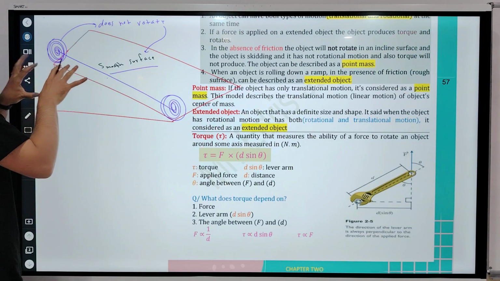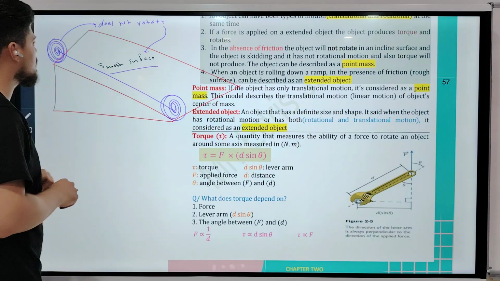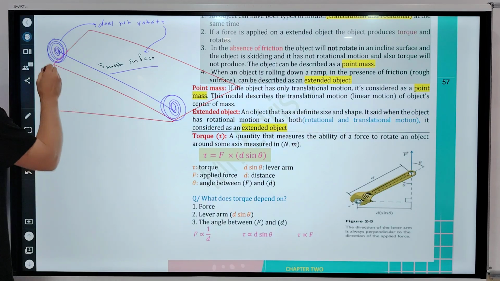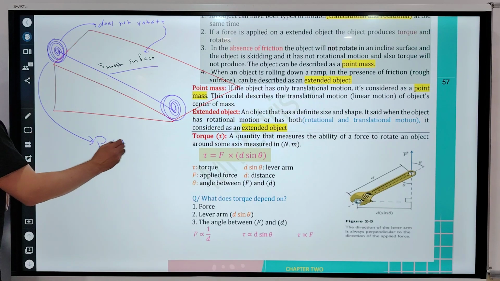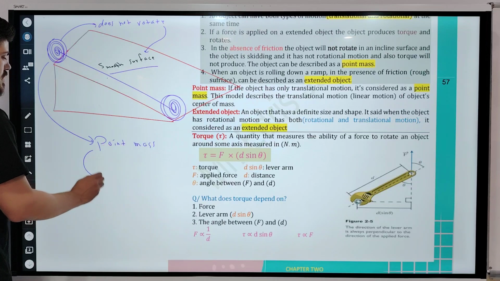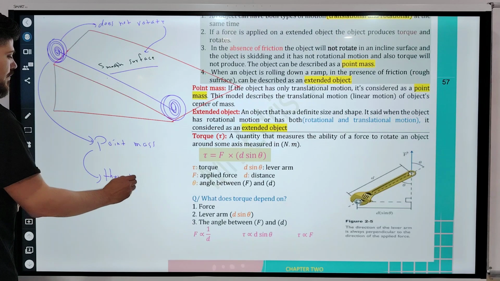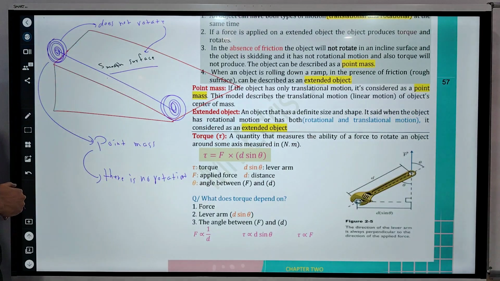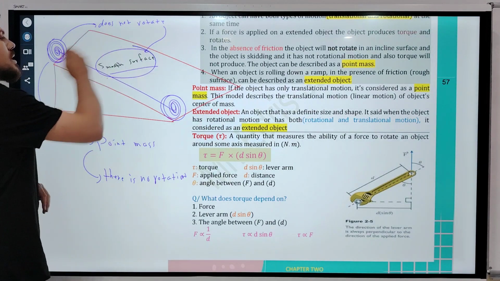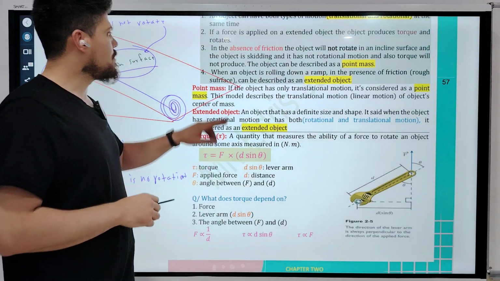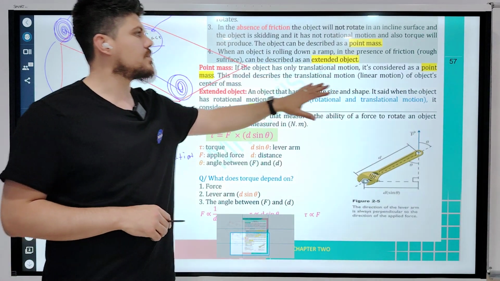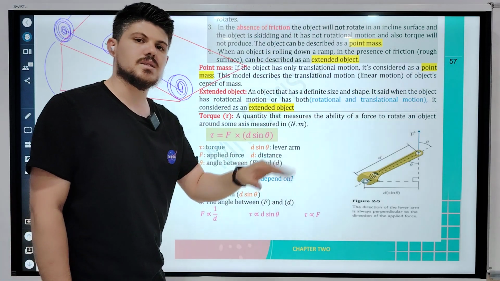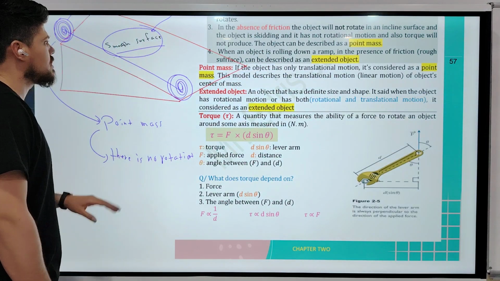So, if you release a bowling ball from an incline with a smooth surface, is the bowling ball's motion an extended object or a point mass? Absolutely a point mass. Why? Because there is no rotation. Why is there no rotation on this incline when we release a bowling ball? Because of the smooth surface. Okay? But when an object is rolling down a ramp in the presence of friction on a rough surface, the object can be described as an extended object, as I mentioned in the previous example.